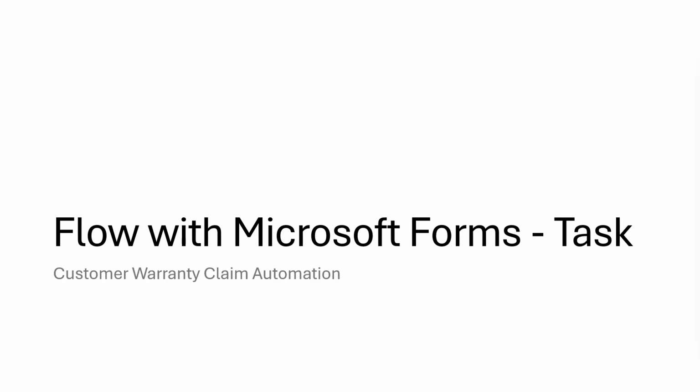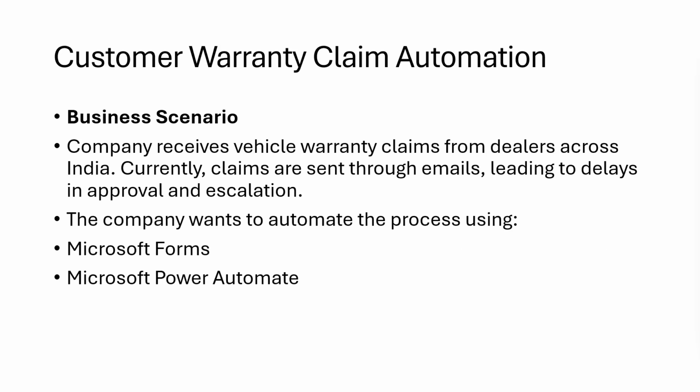So first, you have to create a business scenario. The company receives vehicle warranty claims from dealers across India. Currently, the claim is sent through mail, leading to delay in approval and escalation. The company wants to automate the process using two things. As of now, all my customers are sending it as a mail, but we have to make it with Forms and Power Automate.